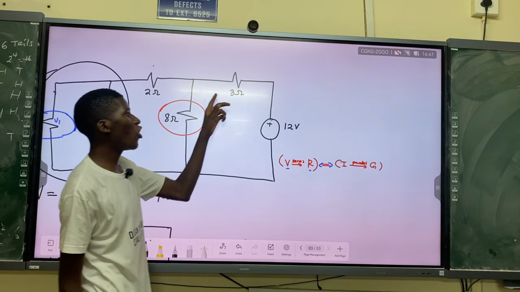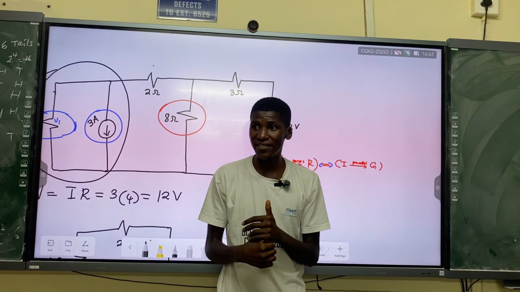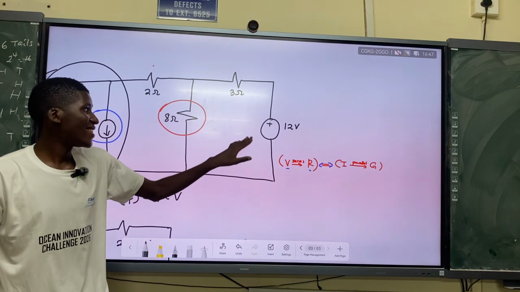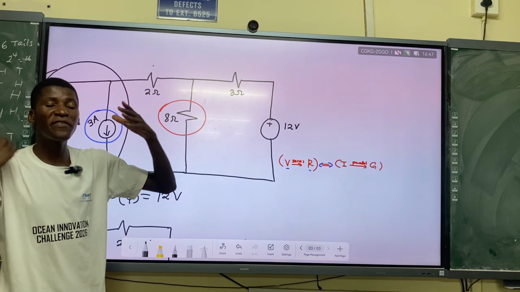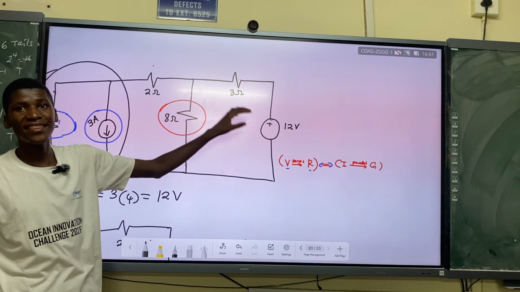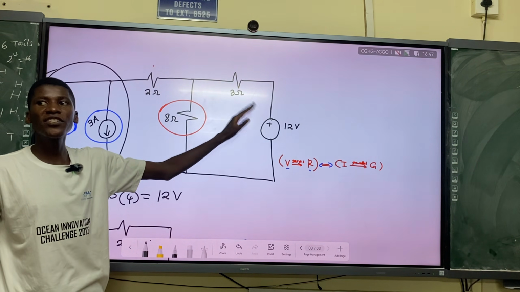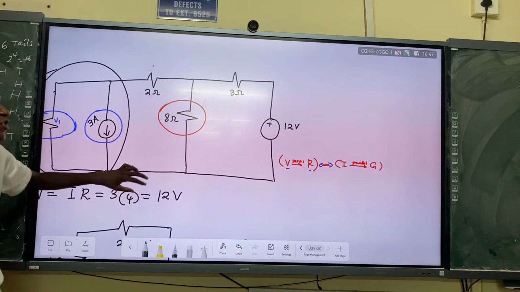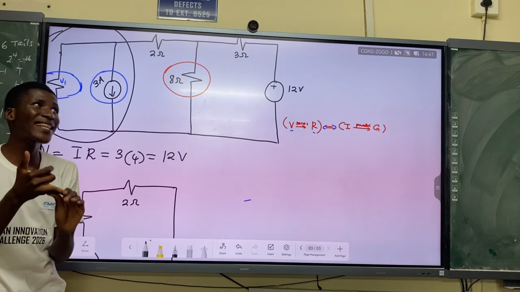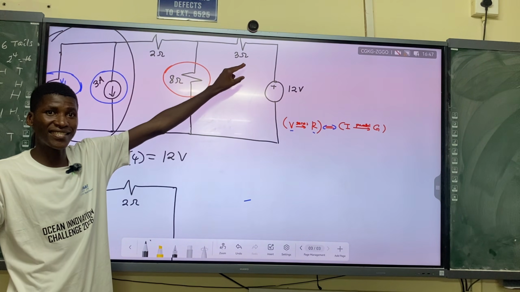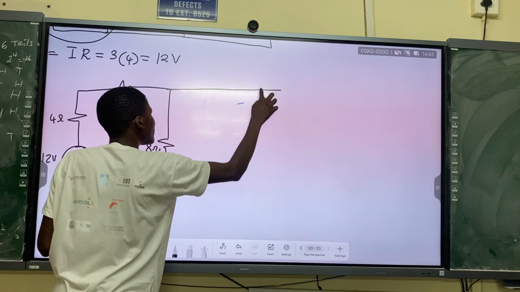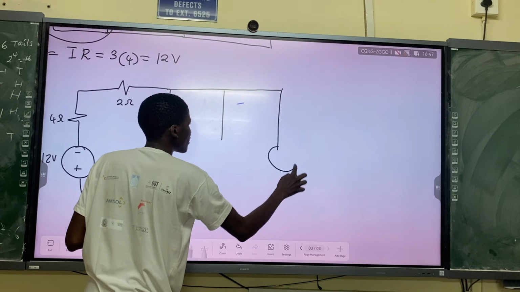What else do we see here? We have 3 ohms and 12 volts. These are in series. So we have a Thevenin's combination here, a voltage source in series with a resistor. Since we have a Thevenin's combination, it means we can transform this source into a current source that is in parallel with the same resistor. So here I can put a current source.